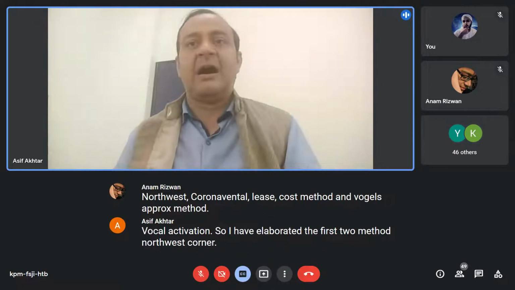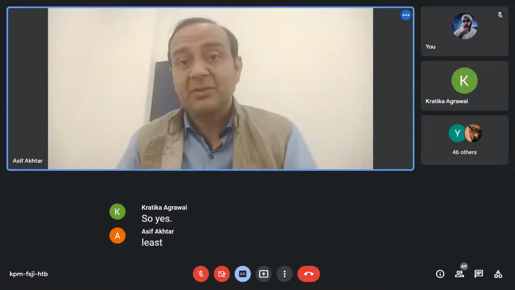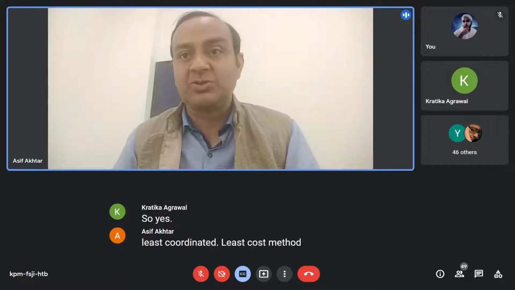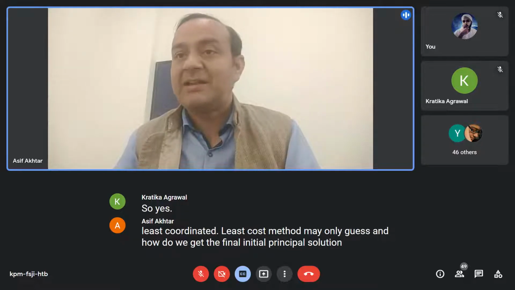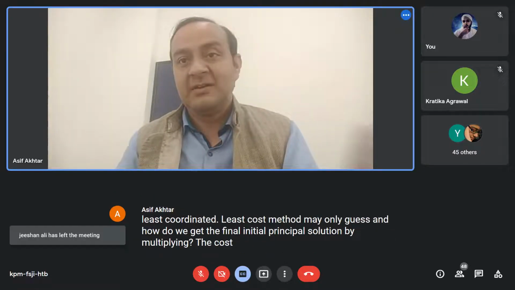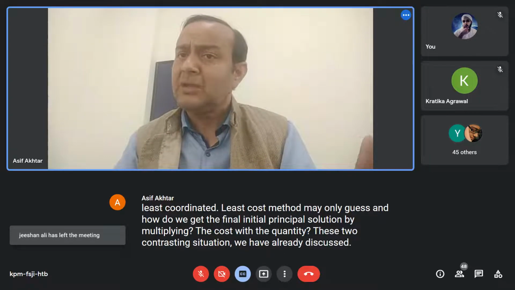Northwest corner, what did we do in that? We all know about that. Then we have the least cost method. In the least cost method, how did we solve the question, and how do we get the initial feasible solution by multiplying the cost with the quantity? These two contrasting situations we have already discussed.